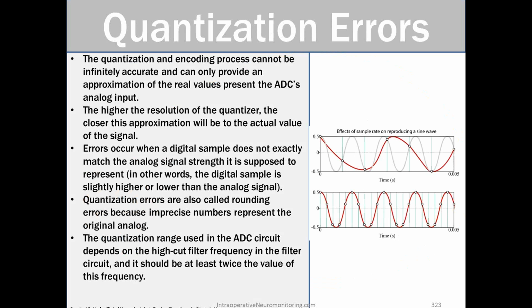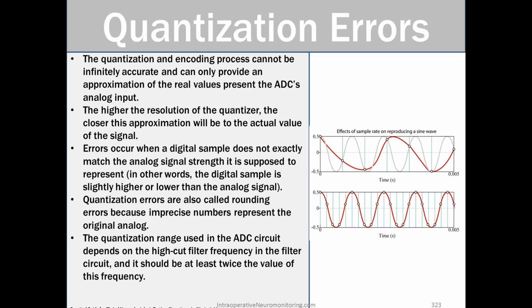Quantization errors. The quantization and encoding process cannot be infinitely accurate and can only provide an approximation of the real values present in the ADC's analog input. The higher the resolution of the quantizer, the closer the approximation will be to the actual value of the signal. Errors occur when a digital sample does not exactly match the analog signal strength it is supposed to represent.